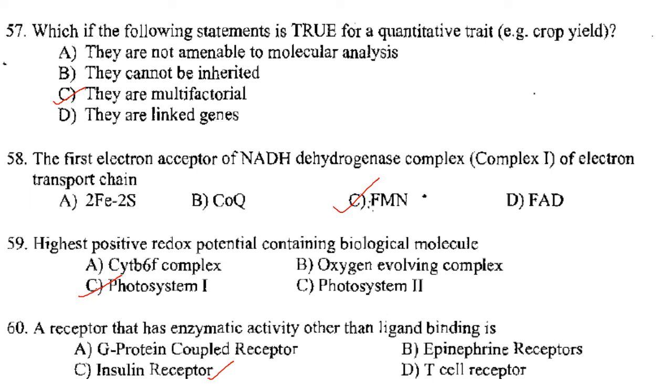Then next one. Highest positive redox potential containing biological molecule. It is photosystem 1. Answer is option C. And next one. A receptor that has enzymatic activity other than ligand binding is. So it is insulin receptor. Answer is option C. So that's it.